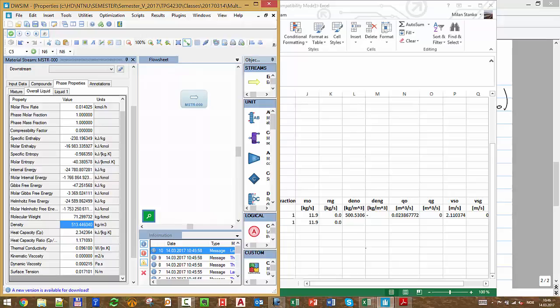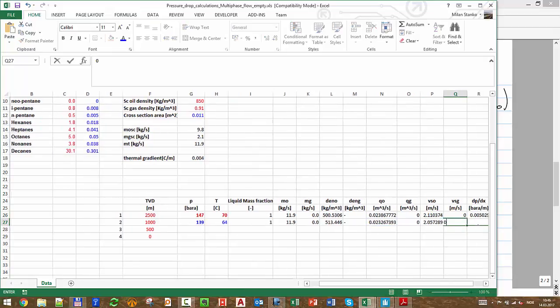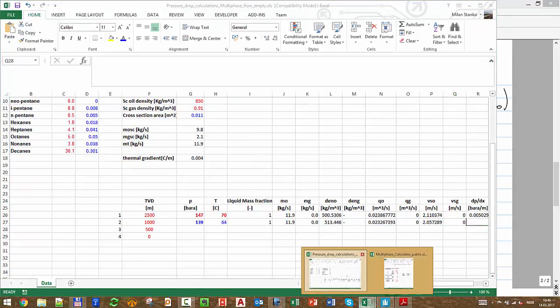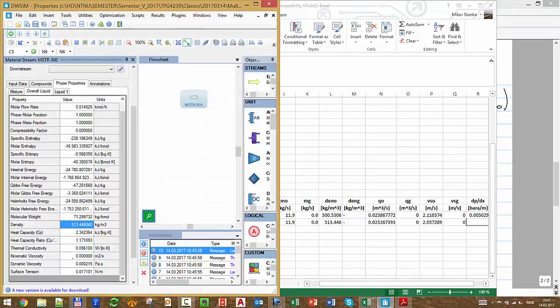Density, no gas, and the Q rate of these two, 0, and okay, it reduces slightly, superficial velocity. And what we need now for our multiphase expert is, well, in this case it's single phase expert. We are overutilizing his capacity. 513 was the density, right? And we need the viscosity, that will be 215.